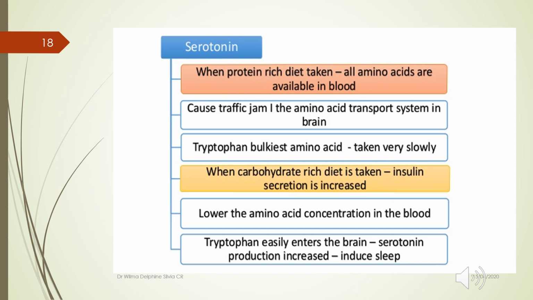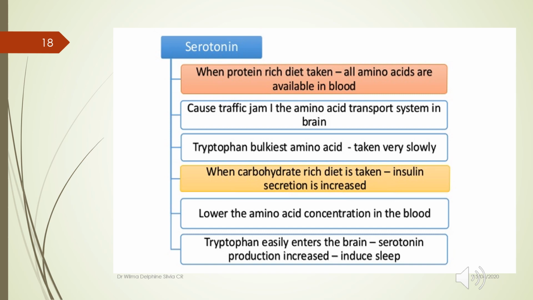There is an interesting fact about the relationship between serotonin and the protein- and carbohydrate-rich diet. When you consume a protein-rich diet, all amino acids are available in the blood, so that there is an overcrowding of amino acids to enter into the brain cells, or a traffic jam for the amino acid transport system to enter into the brain cells. Tryptophan, being the bulkiest amino acid, is taken up very slowly.